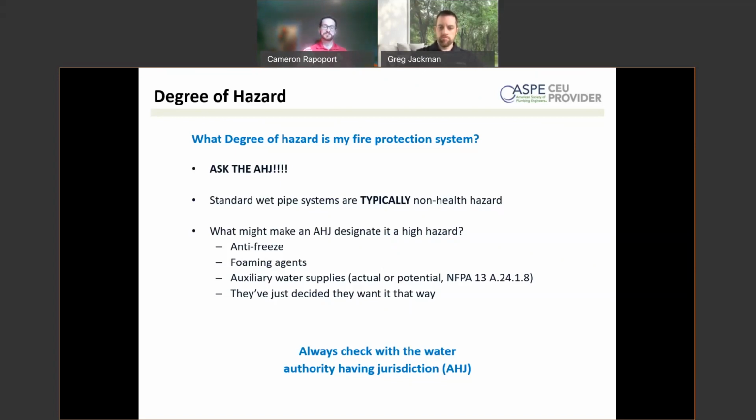The last one is they just might want it that way. Every once in a while, you see people just going from, in this case, double checks to RPZs, which we'll talk about, because they don't want to have to evaluate every system. They don't want to have to evaluate every time a system changes, every time a building permit gets built, they expand a fire protection system. They just want to say, we're going to call everything a high hazard, so we're always going to have that high level of protection. And that is their call. So always check with the AHJ, but these are the things that they're thinking about when they designate things one way or the other.